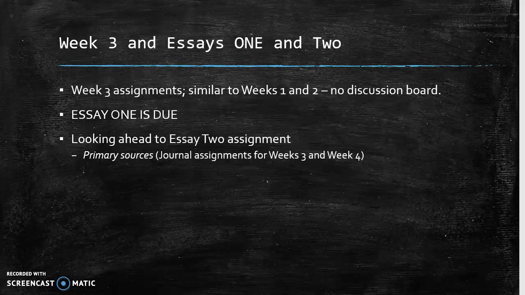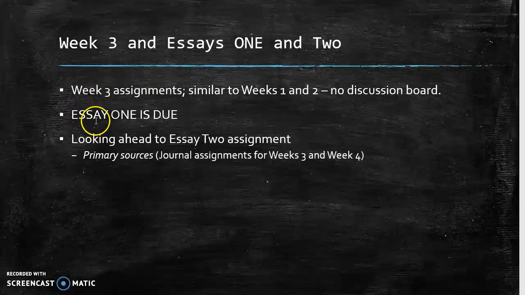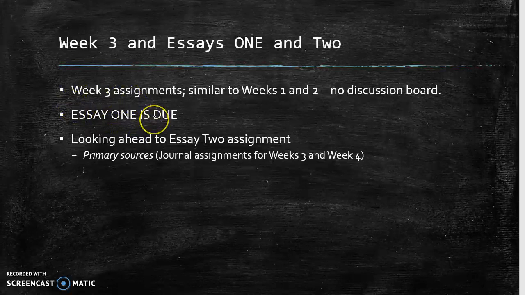So we're in week 3 right now. Your week 3 assignments are very similar to weeks 1 and 2. There's no discussion board in week 3, and that's because your Essay 1 is due. Besides that though, week 3 you have a reading outline assignment, you have a journal assignment, no discussion board. However, do not forget, you really need to hand in Essay 1, and that is due this week. That's worth a fair amount of points, so make sure to get that in.